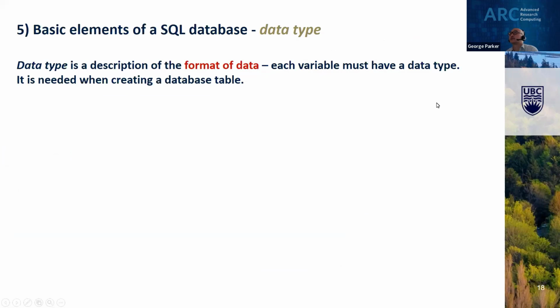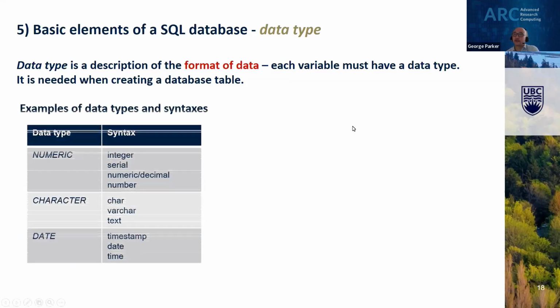The next concept is data type. What is a data type? Data type is a description of the format of data. In computer science, each variable must have a data type. Without a data type, the computer just wouldn't know how to store the data. What I have here are some commonly used data types and the syntax you would use when you develop your database.